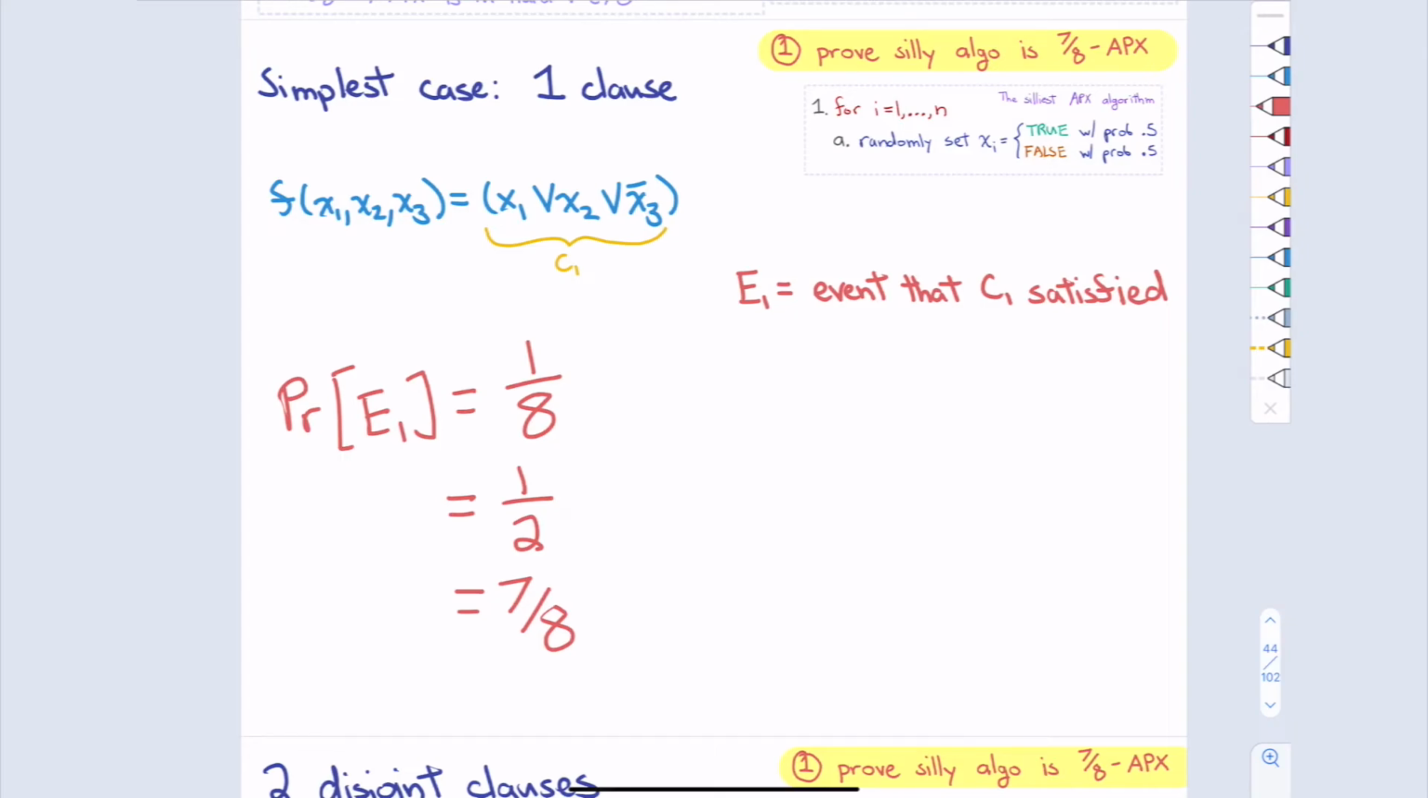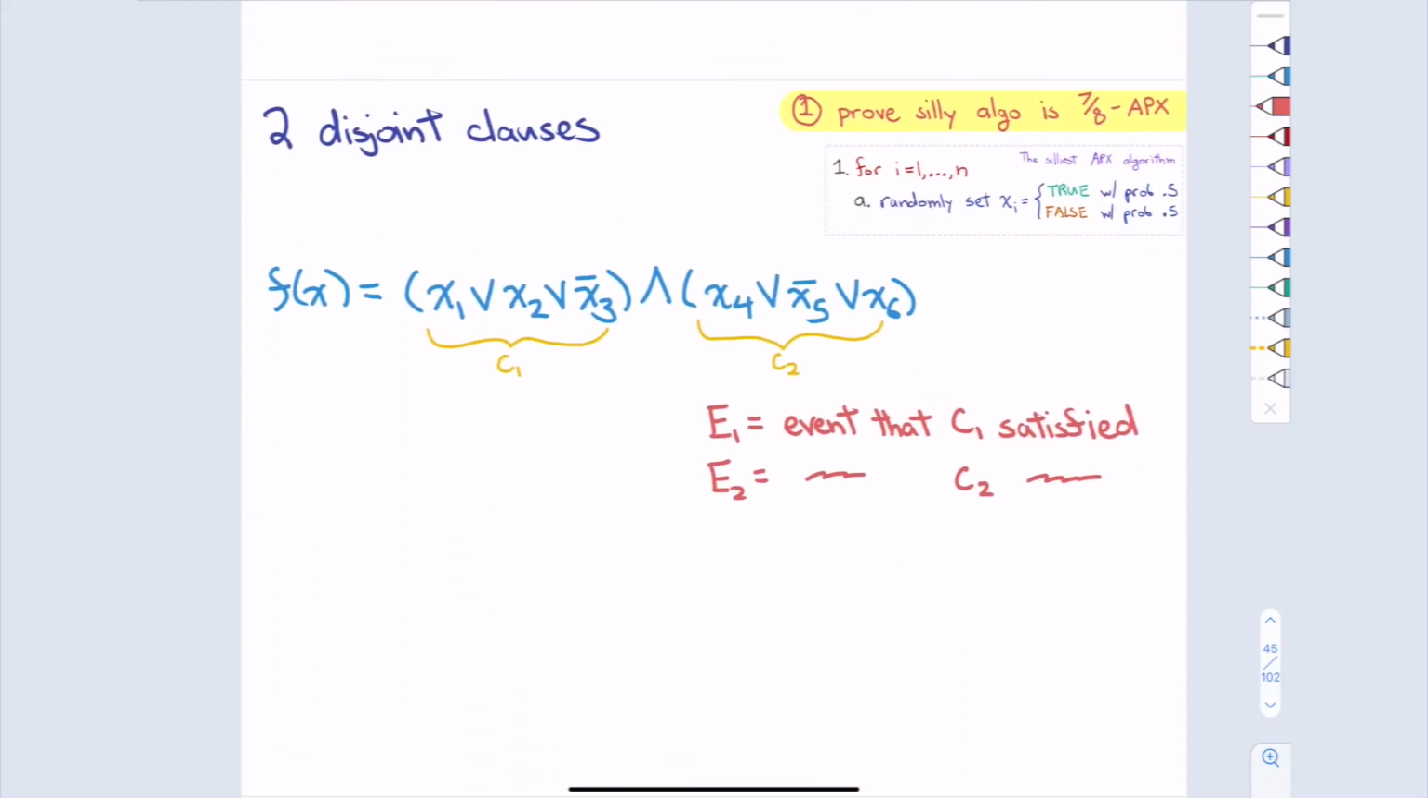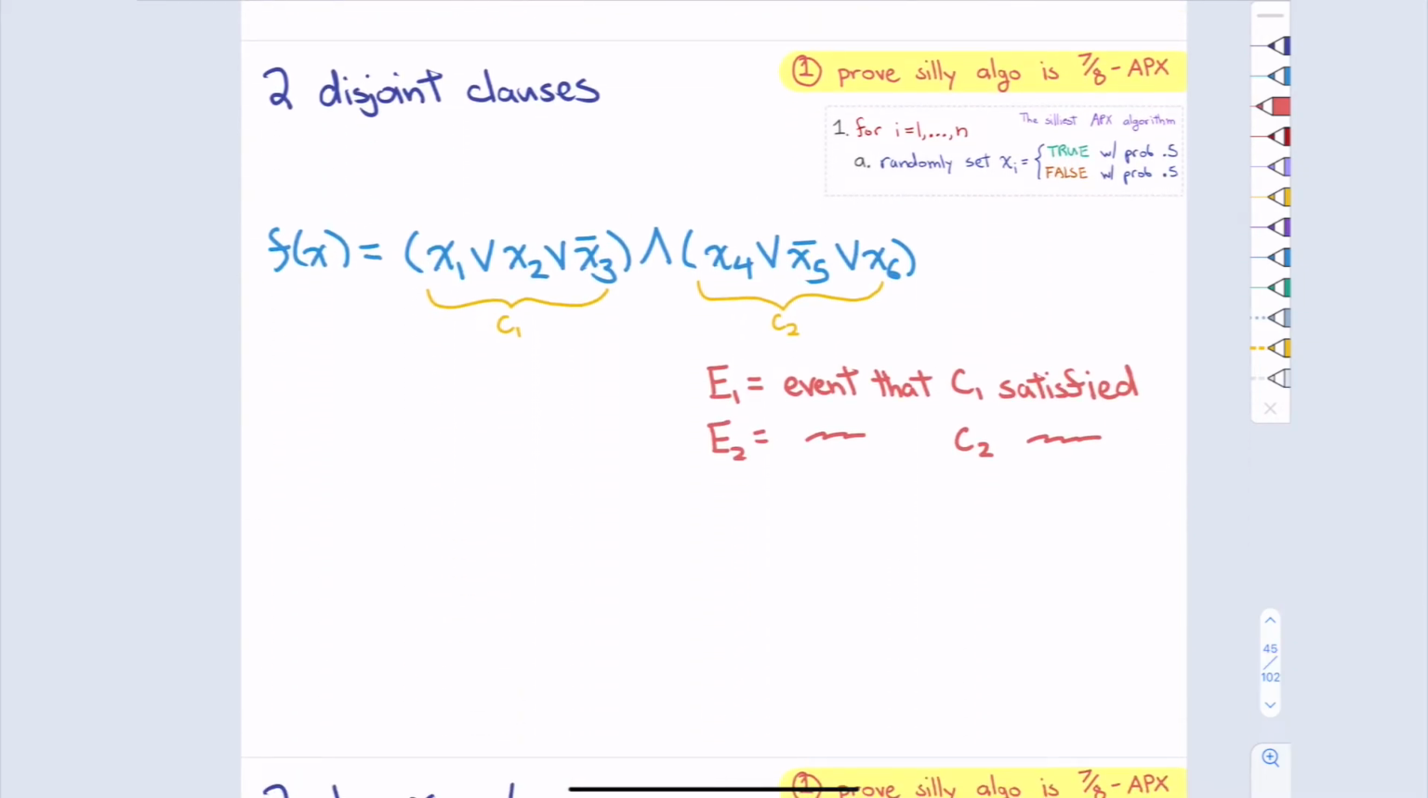Okay, why 7/8? There's only one way to get it wrong. I have to get x1 to be false, x2 to be false, and x3 to be true, if I remember correctly. So out of 8 combinations, there's only one way to get it wrong. I mean, there are 7 ways to get it right. Okay, 7/8. So it turns out that it's much easier to realize the probability that not E1 is equal to 1/8, in which case the probability of E1 is equal to 7/8. All right, what if I had two clauses, but they had no variables in common?